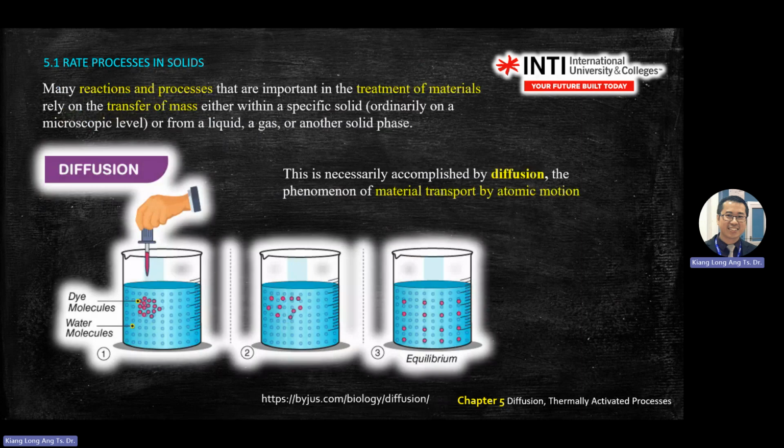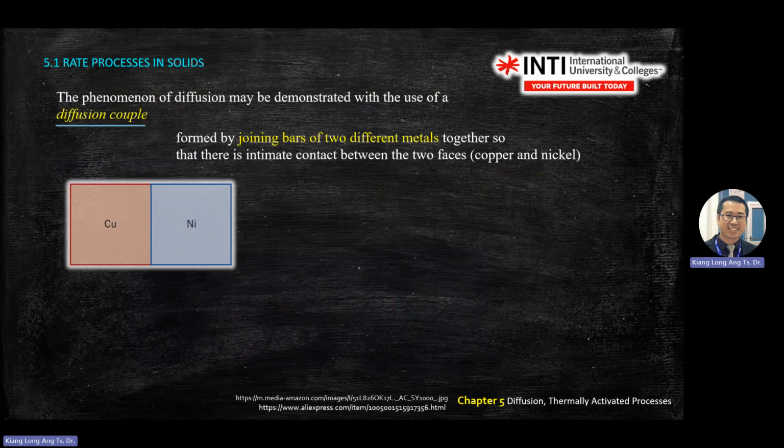There's a process called diffusion. Diffusion is a phenomenon of material transport by atomic motion. It's in the atomic scale. Okay, so in metals, we use the illustration of diffusion couples. Here we only show you by using two types of material. In real applications, you will have more than one material. You mix nickel, you mix carbon, you mix different types of titanium and all this together, it becomes strong.